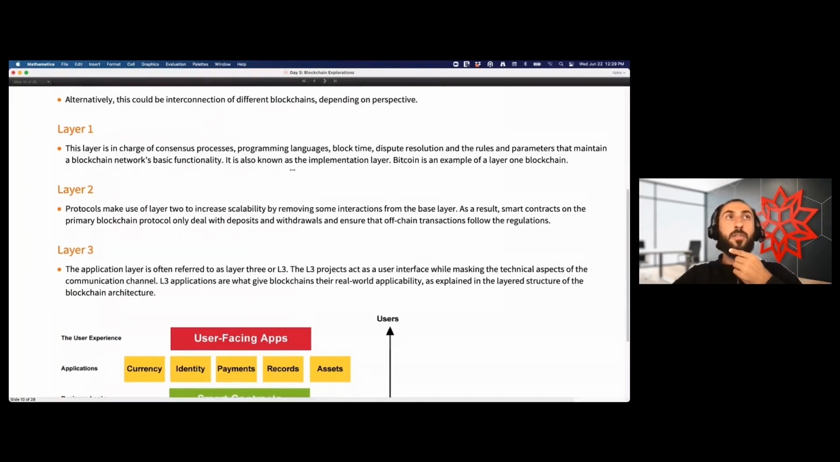Layer 2 is most commonly referred to as the scalability layer. It removes some of the interactions from the base layer. And so as a result, smart contracts deal primarily with deposits and withdrawals, and then ensure that a lot of the other transactions can occur off chain. So here's a decision. Do we want all transactions, computations, events to be recorded in an immutable ledger that's shared to everyone, that creates a larger and larger memory state? Or do we want to only keep the most important information on that layer 1 blockchain and then scale up the amount of transactions or the amount of events or the amount of computation on separate layers and then tie it back to layer 1? These things are being experimented with and are by no means figured out.